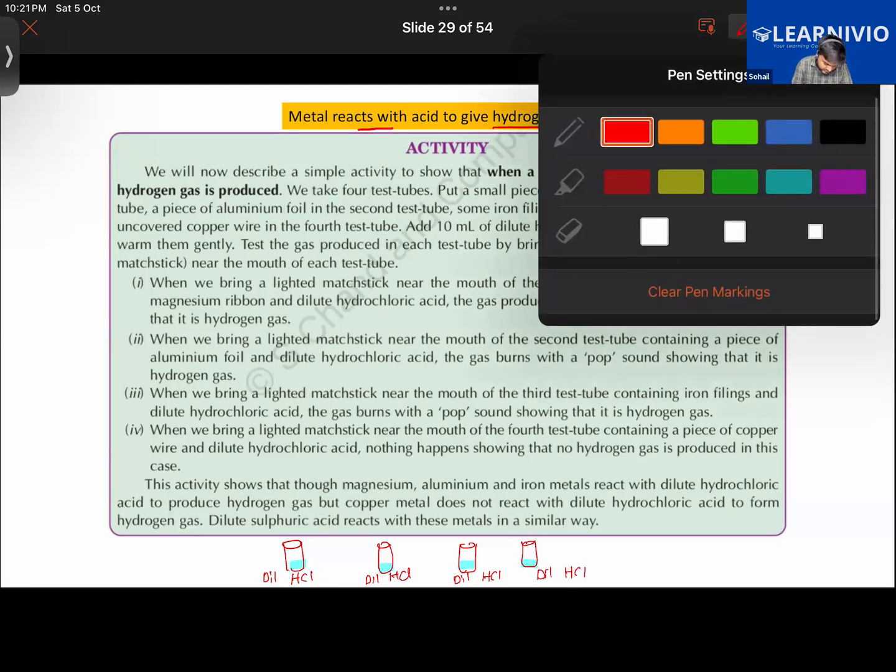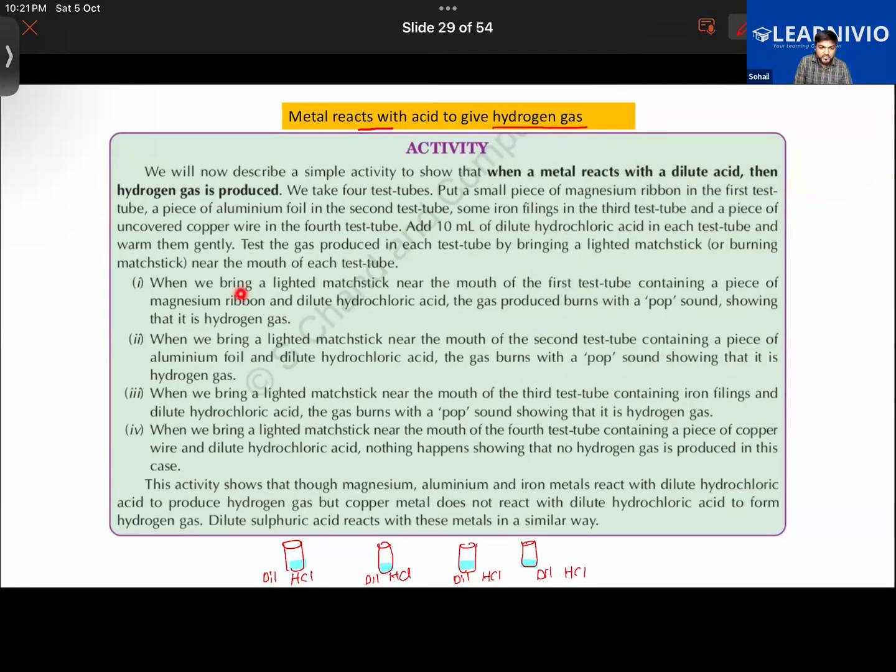Now in the first one, what you're going to do is put magnesium, in short written as Mg. In the second one, we have added a piece of aluminum foil. In the third one, we have added iron. Some small pieces of iron have been added. And in the fourth one, you have added copper wire. So all of these are metals and a reaction is going to take place.